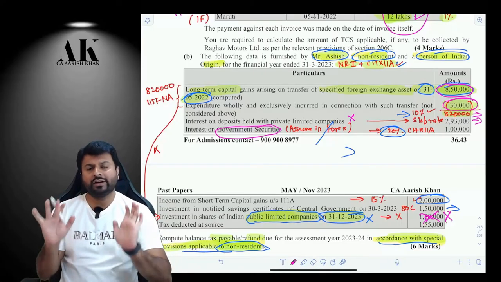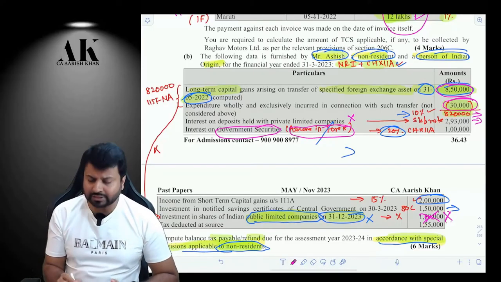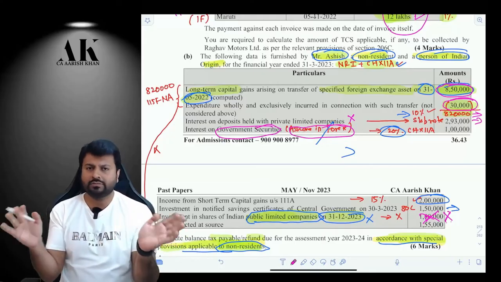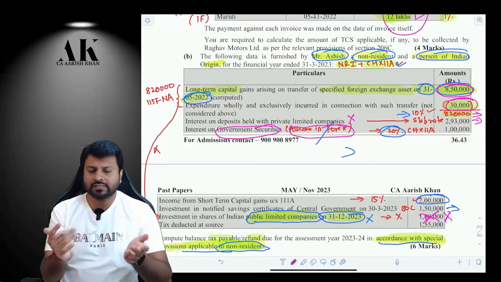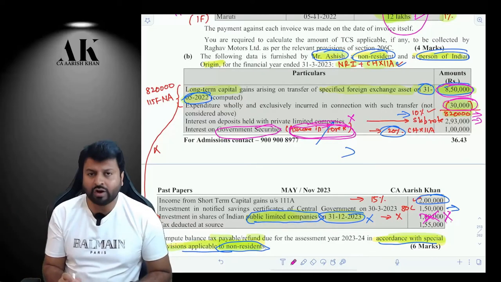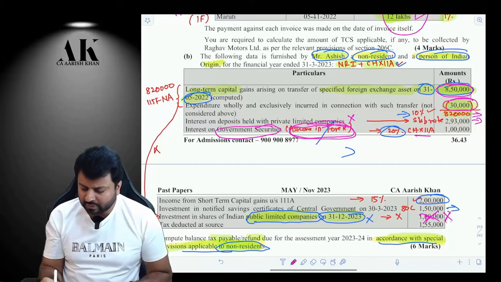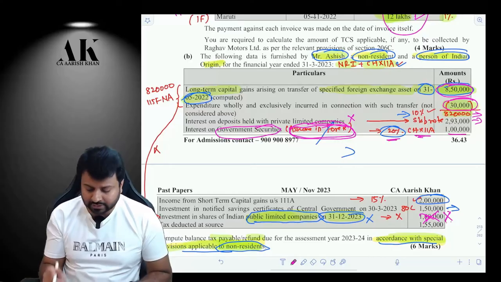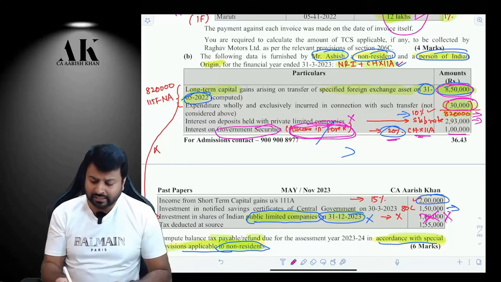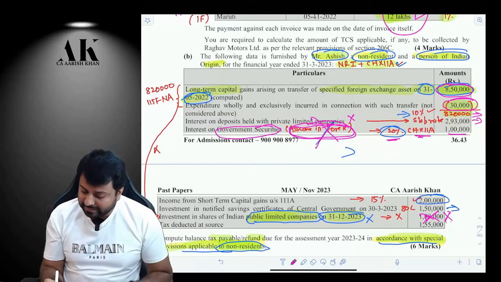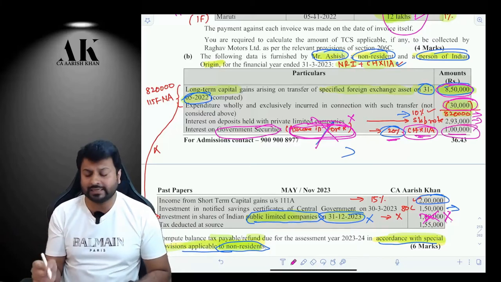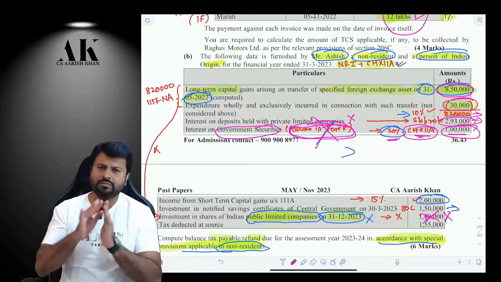Interest on government securities is covered, provided we have to assume that it is purchased in foreign currency. So we have to make two assumptions. Therefore, ICAI has given two answers. First assumption: this is assumed to be forex, purchased in foreign currency. Therefore, chapter 12A is applicable, and this interest will be subject to 20% tax. But if we assume that this is not in forex, then this 1 lakh is also taxed at slab rates along with this 2,93,000. Both the answers are given by ICAI.